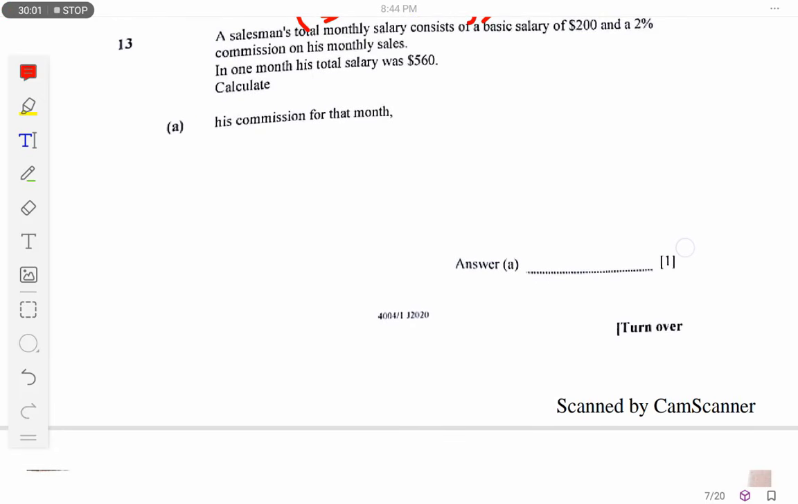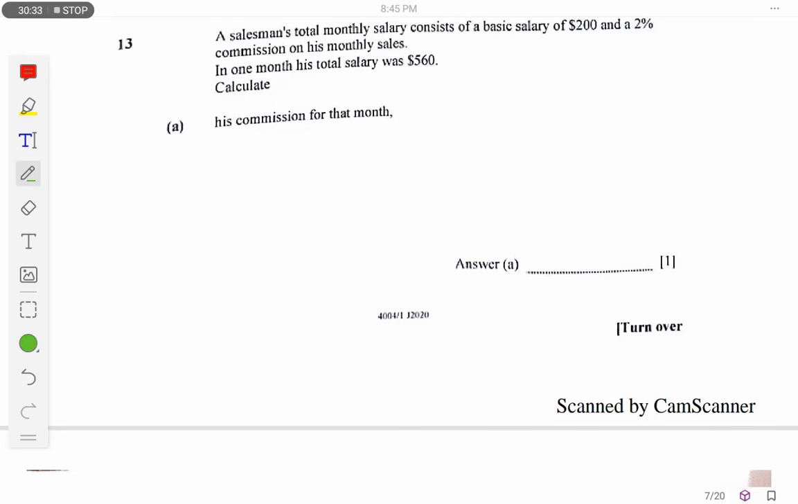Okay, we have a salesman here. This salesman's total monthly salary consists of a basic salary of 200 plus 2% commission of his monthly sales. So in one month he made a total salary of 560, meaning he had more commission there. They are asking us what was the value of his commission that month.